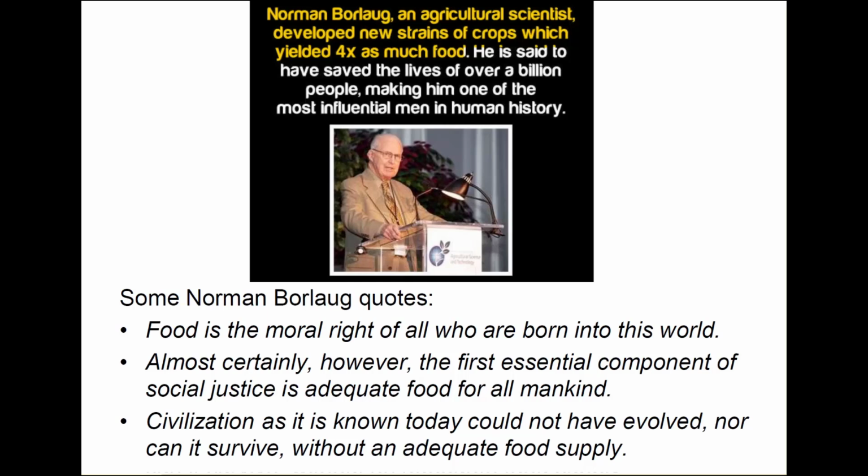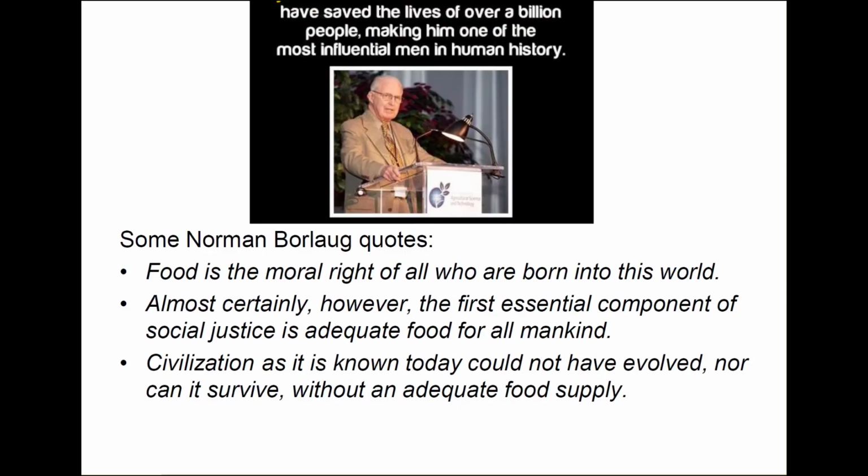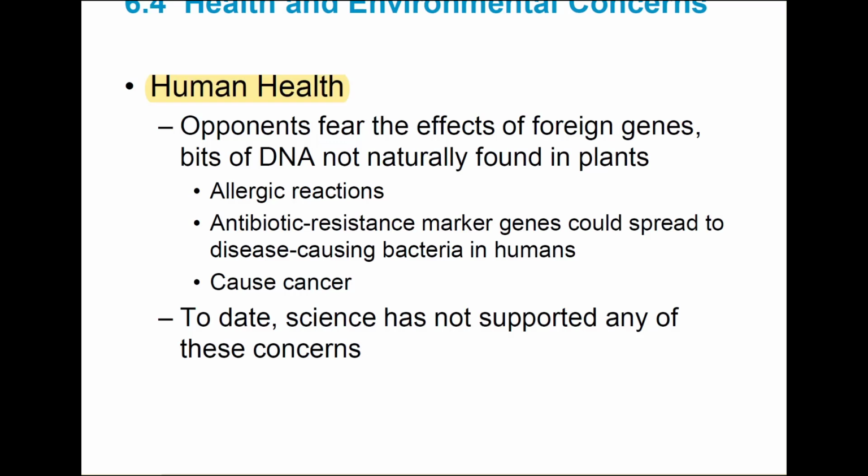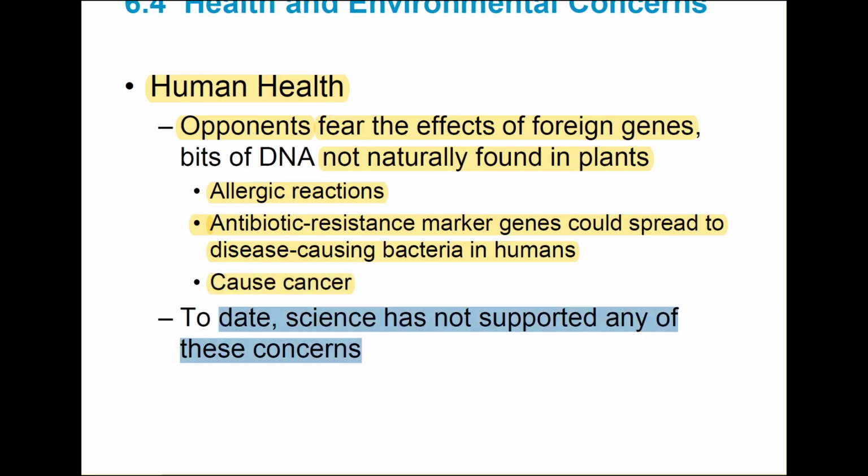And all of this, everything, every one of us sitting here today relies on artificial selection, right? And today, with GMO, 90+% of everything you eat is genetically modified. So human health, what types of concerns have been raised? Opponents fear the effects of foreign gene bits of DNA not naturally found in plants. These can cause allergic reactions, antibiotic resistance, markers could spread to bacteria in humans, cause cancer. Okay, none of these concerns has been supported.